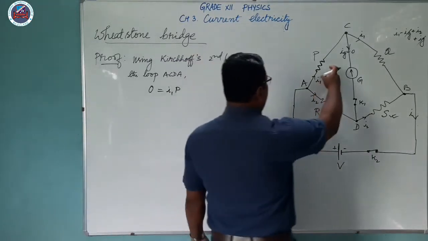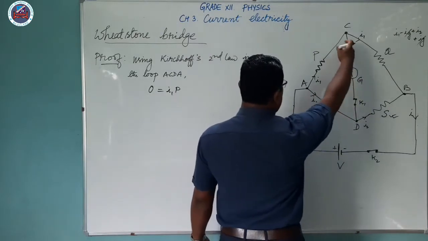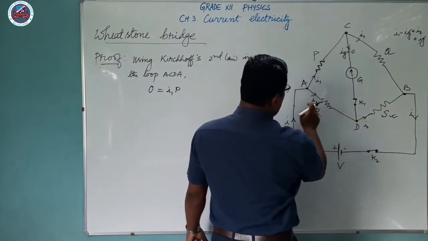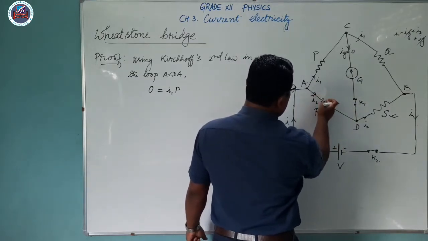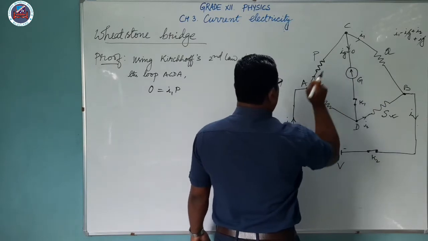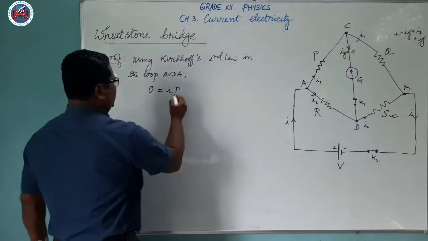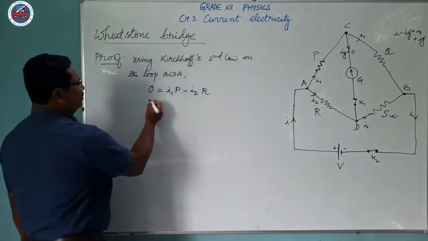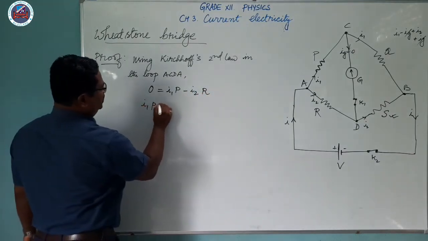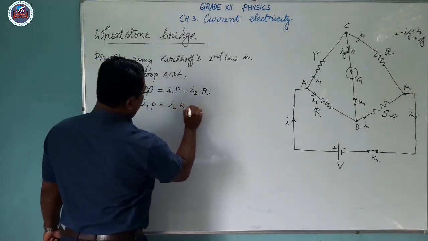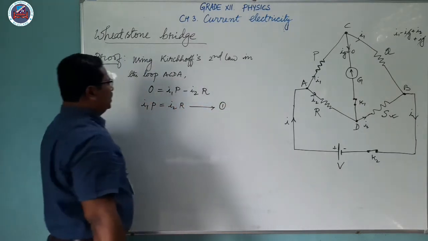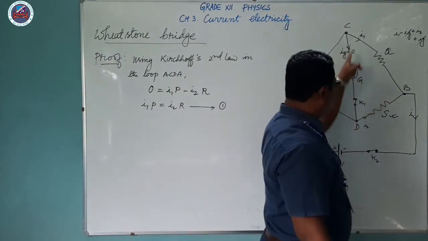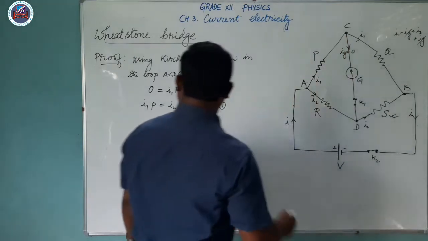Then when you come here, the galvanometer is showing 0, the current is 0 here, so we won't take this arm. Here we will come, and we can see that the current is in anti-clockwise direction. So anti-clockwise direction we'll take as negative, that is I2R. From here what we can get is I1P is equal to I2R. That will be equation number 1. The same way you can see in the next loop, that is CD, BC.